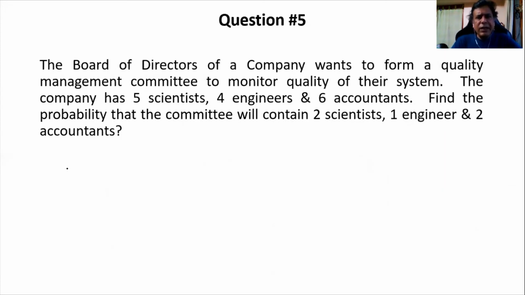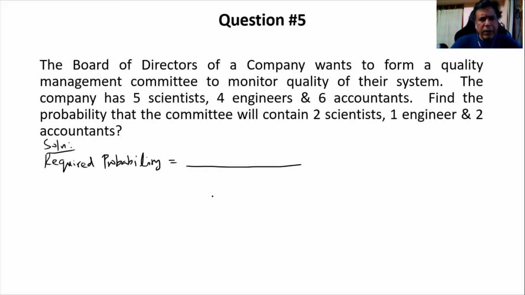The board of directors of a company wants to form a quality management committee to monitor the quality of their system. The company has 5 scientists, 4 engineers, and 6 accountants. Find the probability that the committee will contain 2 scientists, 1 engineer, and 2 accountants. Let's calculate the required probability based on the information given in the question.